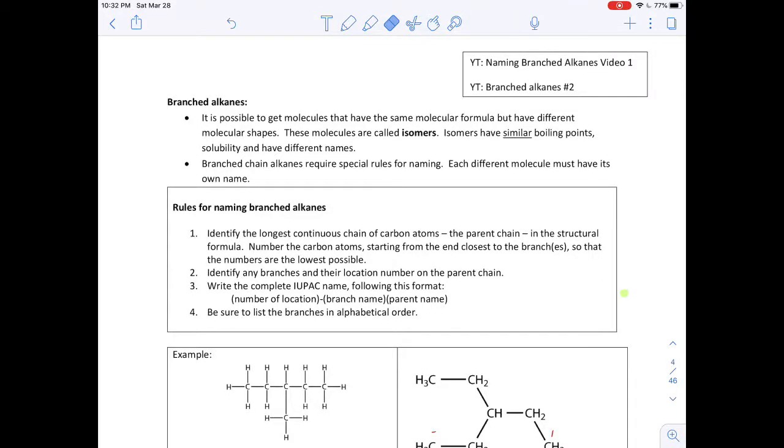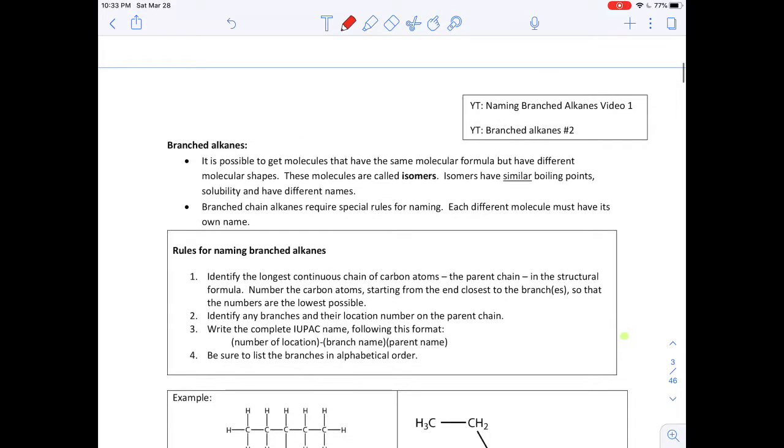Branched alkanes are a more complex kind of alkane, but they're still saturated and still aliphatic. Now, instead of a straight chain, we're going to have branches that show up. Branched alkanes might have the same molecular formula but a different structural formula. Chemicals that have the same molecular formula but different structural formulas are called isomers. Isomers have similar boiling points and solubility, but they might be somewhat different because now they've got branches.